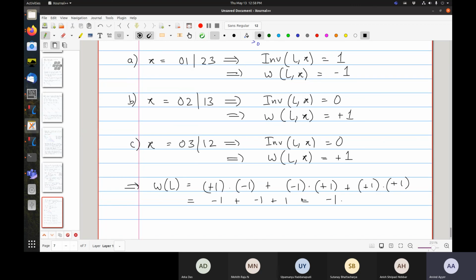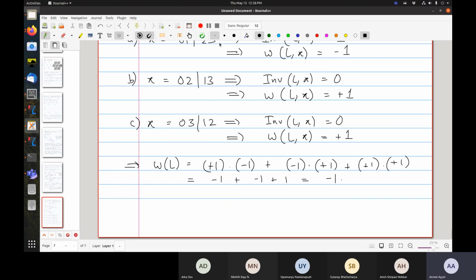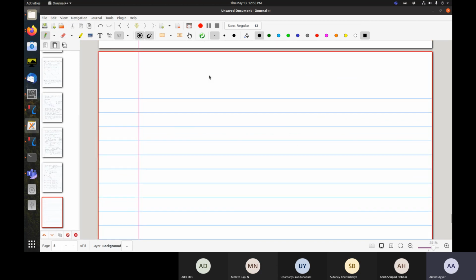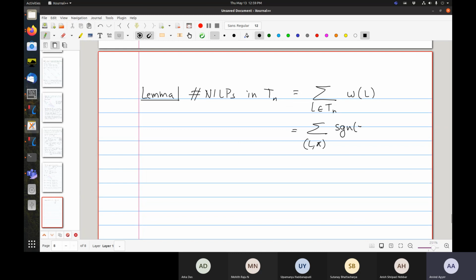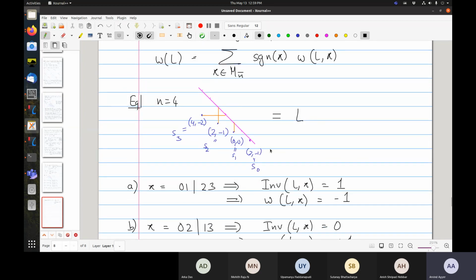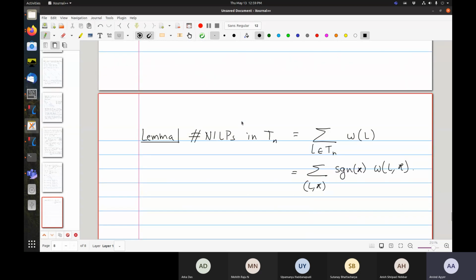So what good does this do? This is proved by the following lemma. So here's the lemma. The number of non-intersecting lattice paths in Tn is the sum over all lattice paths L in Tn of W of L, which is therefore the sum over all pairings pi, sign of pi times weight of L pi. So if you sum over all these weights over all paths, no matter where they end, you will get precisely the number of non-intersecting paths. That's what we will prove next time.